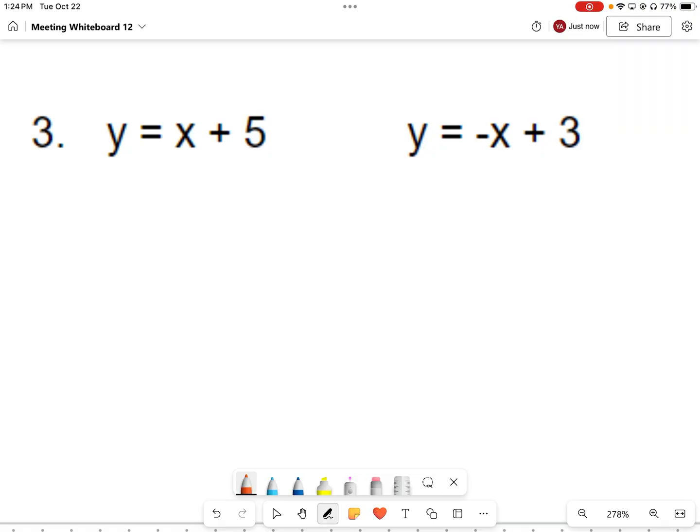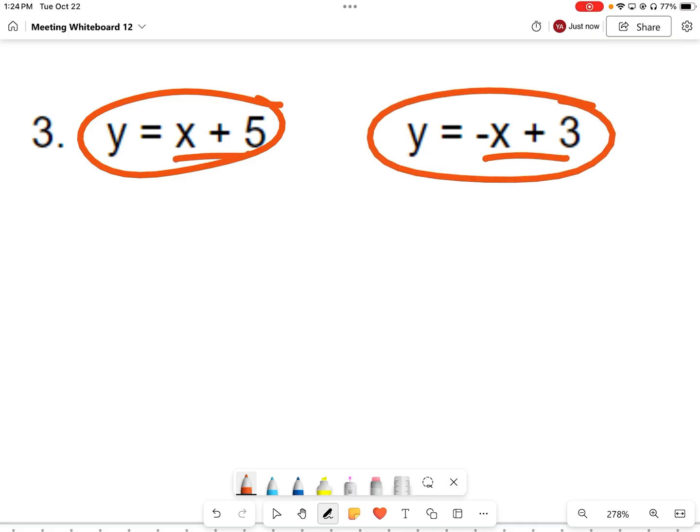We have this one, which actually it's easier on this one to graph it and find where they intersect. But I want y'all to see how this works with substitution too. So this one's listed as y equals that. This one's listed as y equals that. So what we're going to do is set x plus 5 equal to negative x plus 3, because they both equal y. So if they both equal y, they equal each other. So x plus 5 equals negative x plus 3.